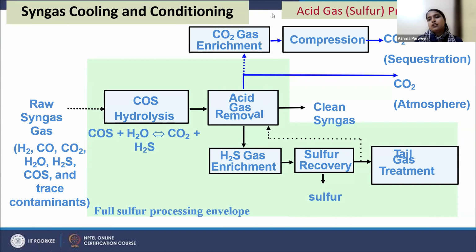Here we first do sulfur processing, that is, we remove sulfur from the syngas. Here a chart is shown where raw syngas, which contains hydrogen, CO, CO2 and these contaminants, is taken to a reactor where, due to hydrolysis, COS is converted to CO2 and H2S. Then acid gas removal is done, where H2S is entrapped and whatever CO2 is there is either released to the atmosphere or sequestered. Then the H2S we have entrapped is used for sulfur recovery.